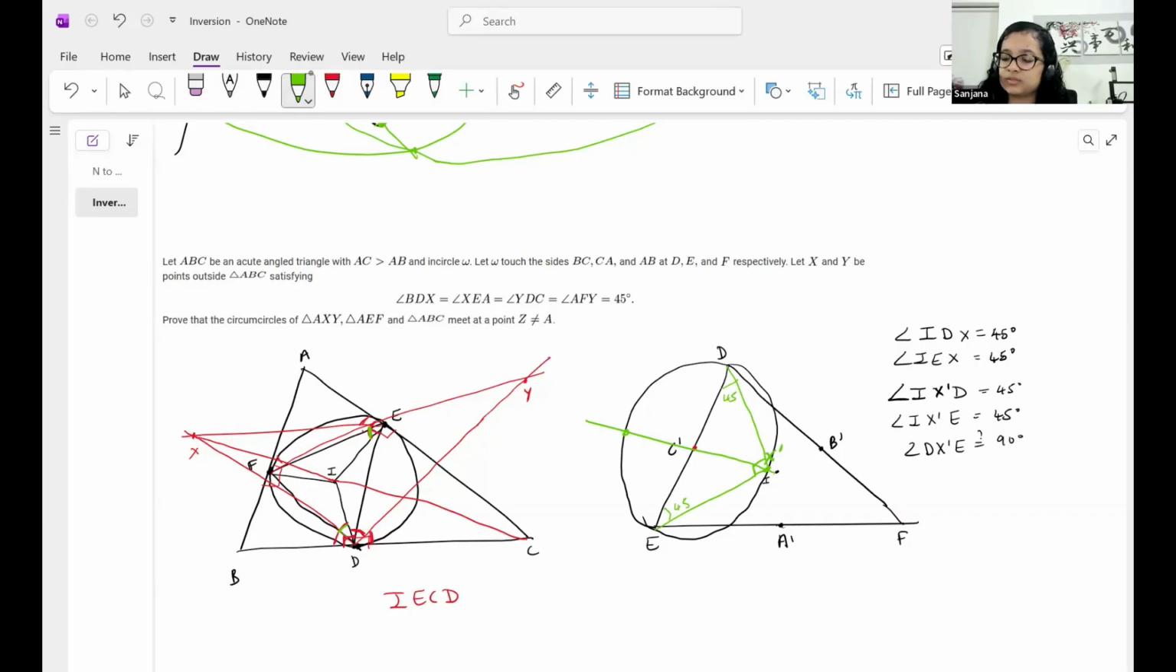So there are many things. You can invert again. There's some solution I found which has 3 inversions in total. Or you can also do synthetic. So this is the main thing you need to do first.